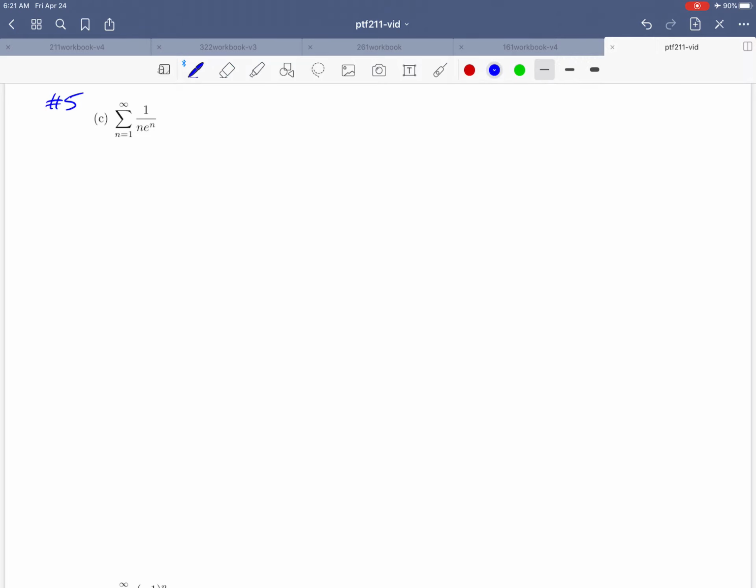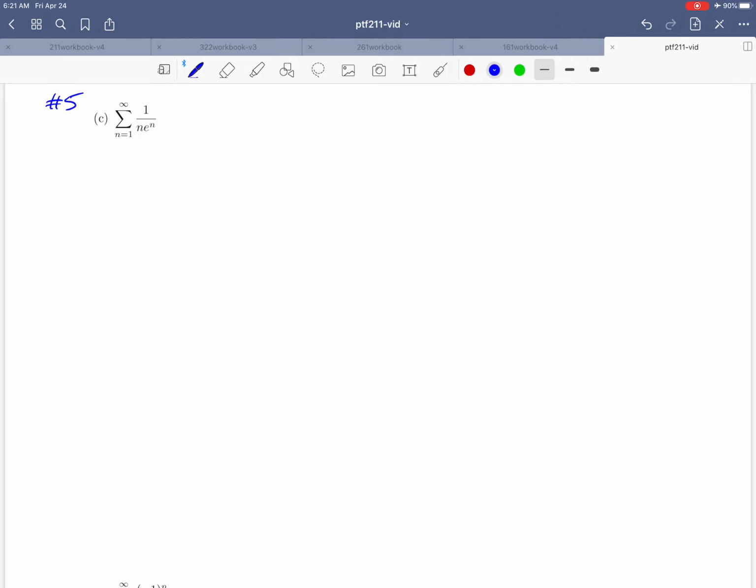You might notice though, there's something nice in this series that we haven't seen yet. We've got an e to the n. E is a constant being raised to a variable power, and that's an indication that the ratio test might work for us when you see something like that. So let's give the ratio test a try here.